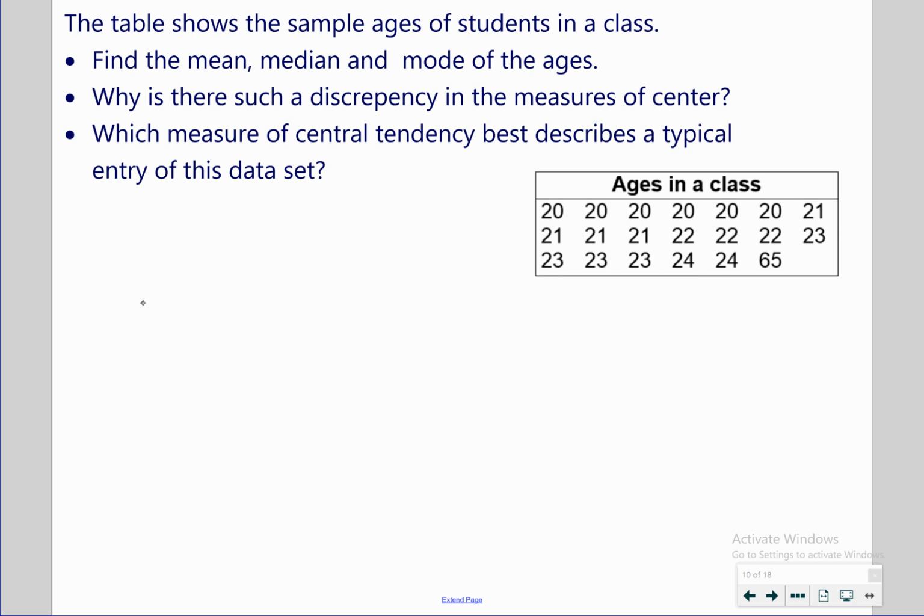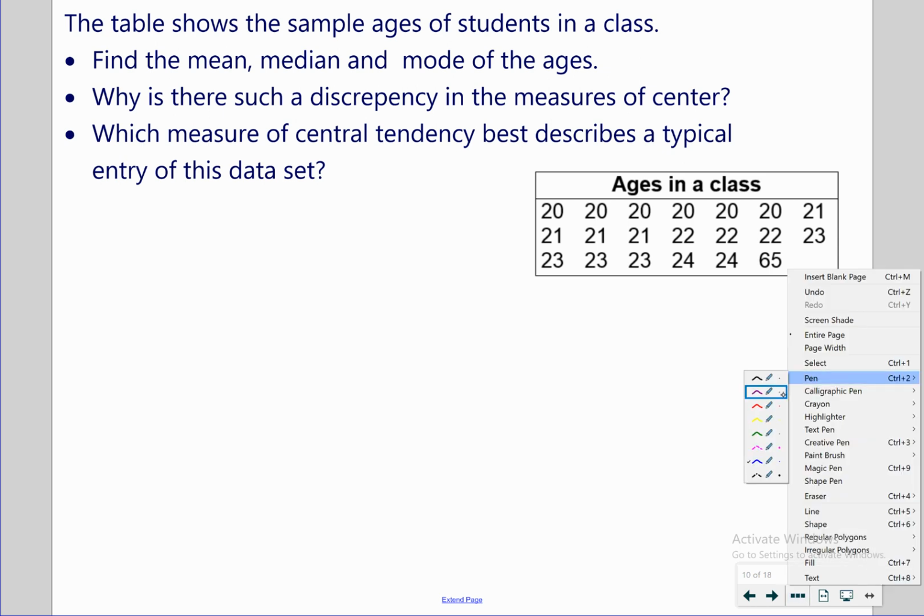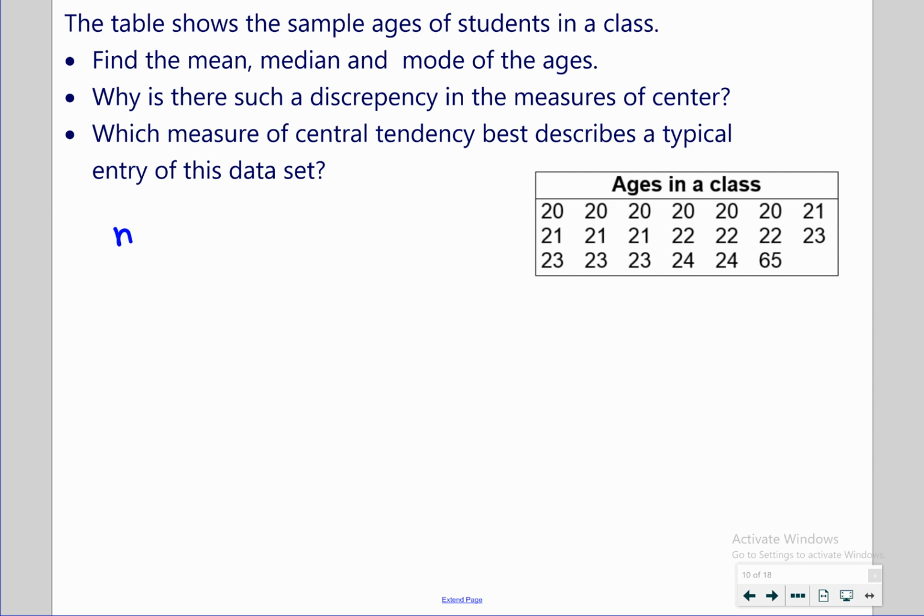The table below shows sample ages of students from a class. We're going to find mean, median, and mode of the ages, and then we're going to look at why we have a discrepancy in those measures of central tendency. Okay, so mode should be the quickest. What's the mode? 20. Okay.